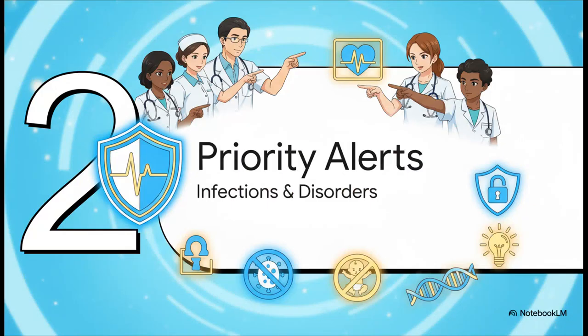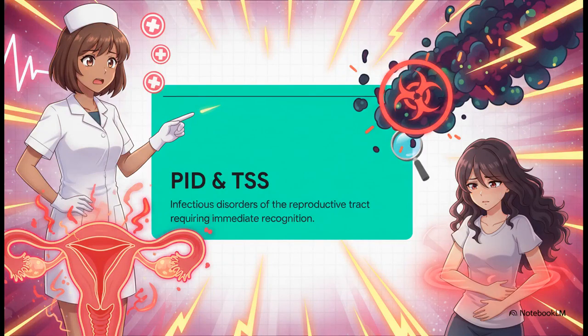Okay, let's shift gears into Section 2, Priority Alerts, Infections and Disorders. Here, we're looking at pelvic inflammatory disease, or PID, and toxic shock syndrome, TSS. These are severe infectious disorders of the reproductive tract. I want you to treat these as high alert conditions. They frequently pop up on exams because they require absolutely immediate recognition. You do not wait and watch with these, you act.